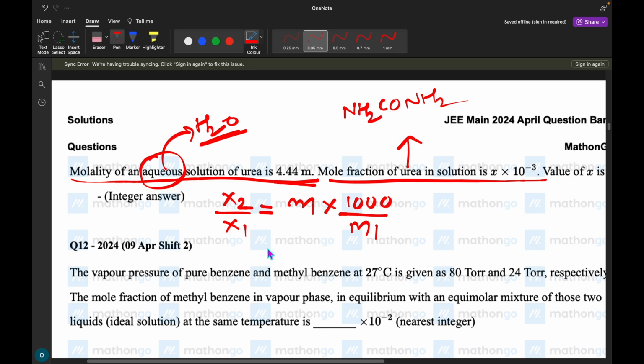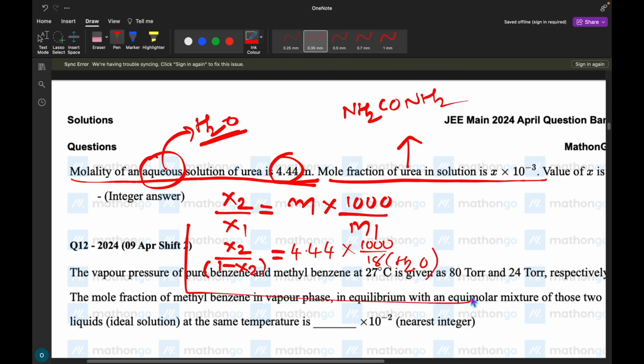So what is asked here? They are asking for x2, so little calculation is required. So x2 by 1 minus x2, that gives you x1, right? Into molality is given to us. How much is it? 4.44 times 1000 divided by 18. Why 18? Because it is H2O, right?